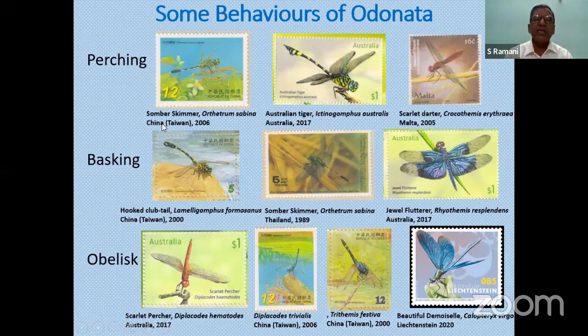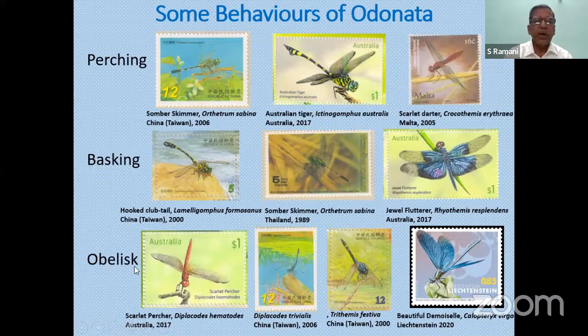Another of the features is basking in the sun. This is basically because they have to fly and they have to raise their muscle temperature. So the thoracic temperature has to go up. So they bask in the sun. And this is very clearly depicted on these stamps, where they're basking in the sun and raising the temperature, especially early morning, so that they can take to flight.